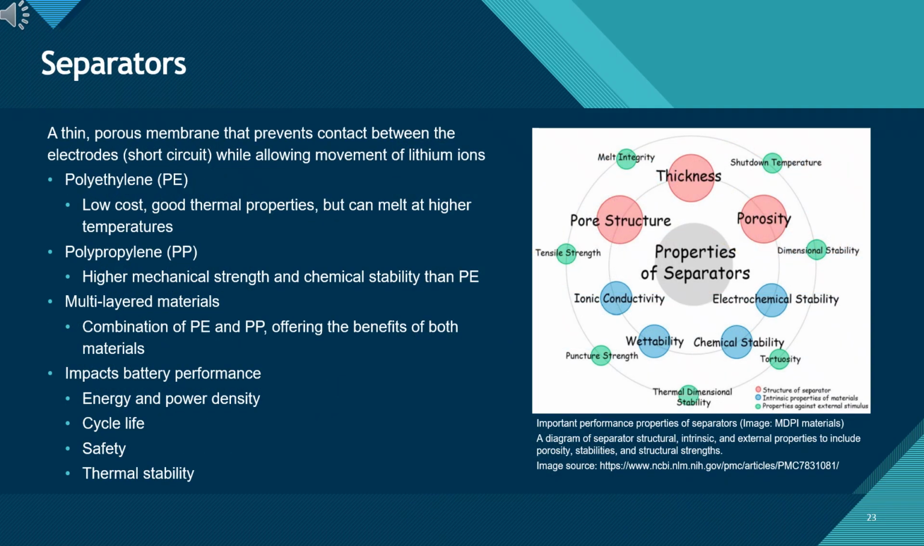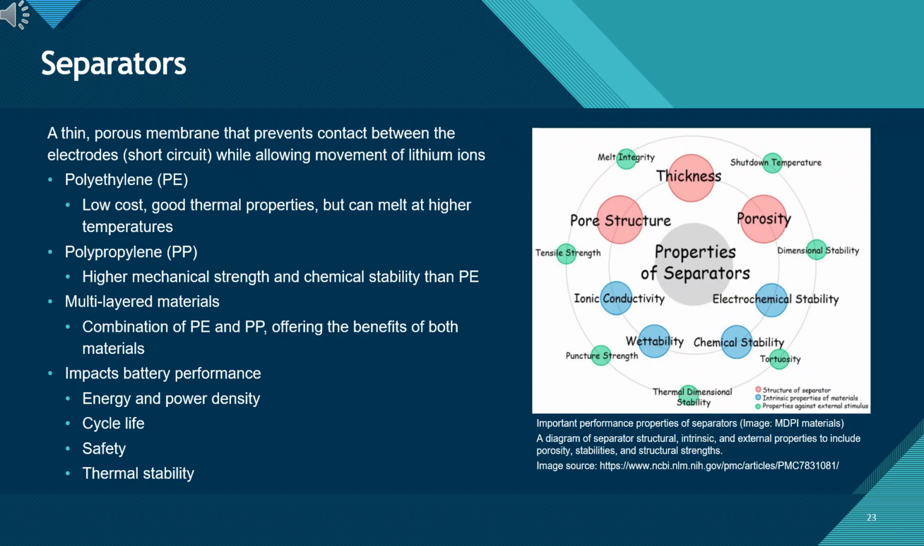Separators. We have covered the anode and the cathode, the two opposing sides of the battery. Now, we need to discuss what keeps them apart, the separator. As the slide's definition states, this is a thin, porous membrane. It has a dual purpose. It must physically prevent the two electrodes from touching, which would cause a short circuit, while still allowing lithium ions to pass through freely. Think of it as a wall for electrons, but a door for ions.